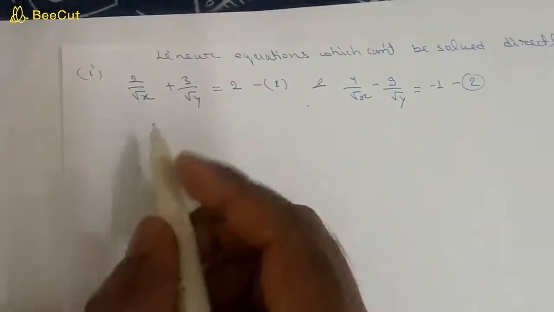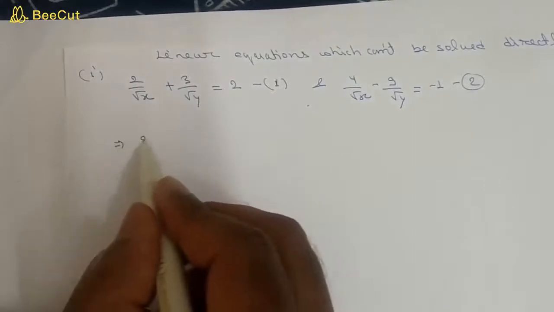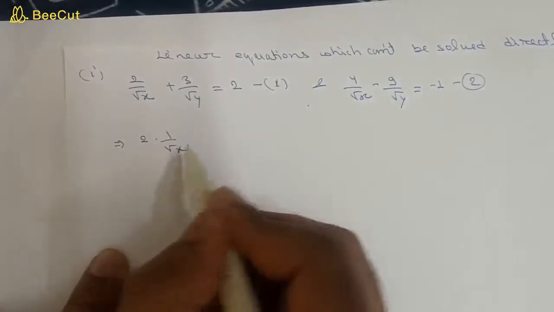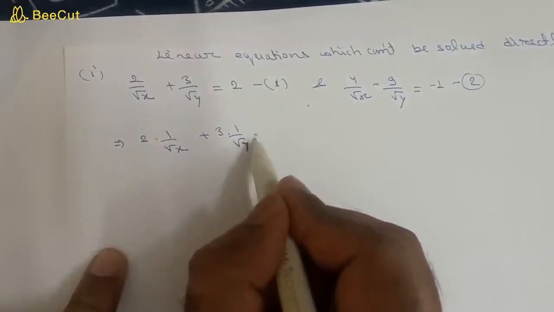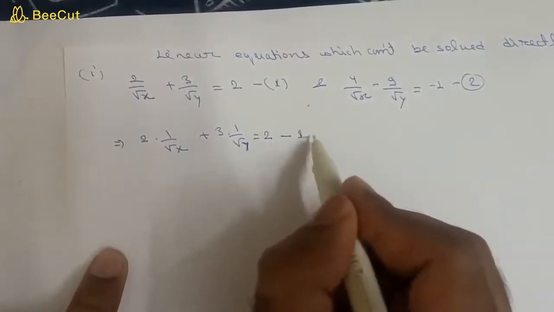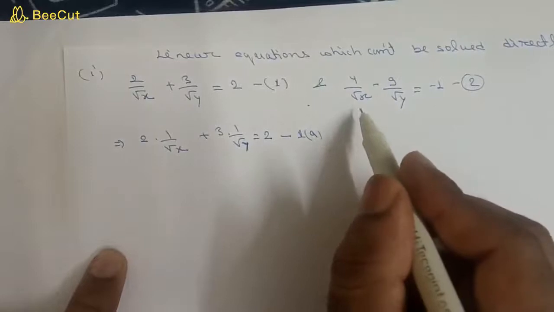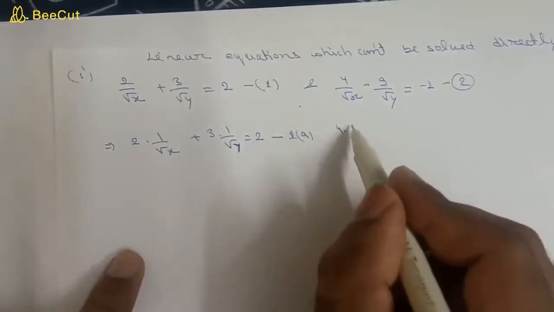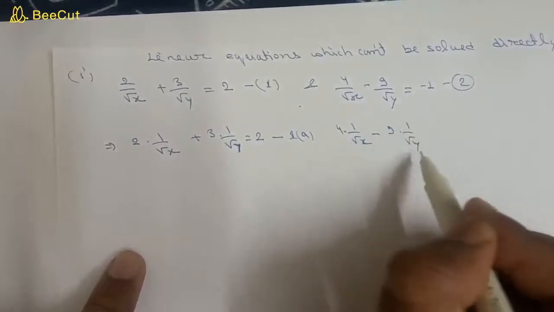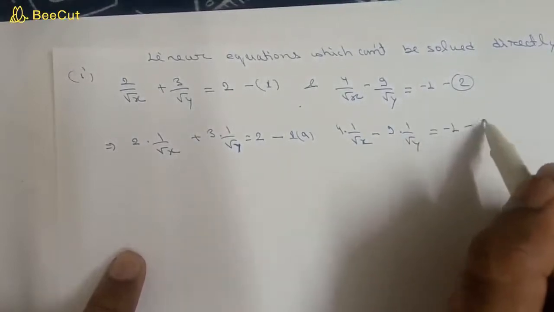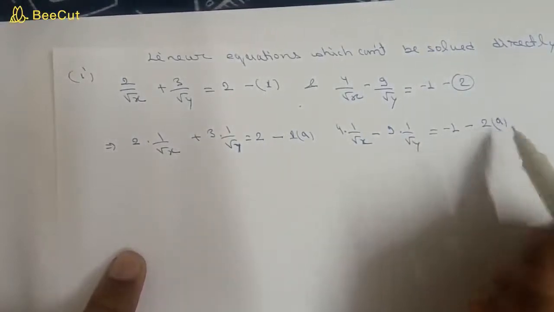So we can write equation 1 as 2 into 1 by root x plus 3 into 1 by root y is equal to 2. We can call it 1a. And equation 2 can be written as 4 into 1 by root x minus 9 into 1 by root y is equal to minus 1. This we can call 2a.